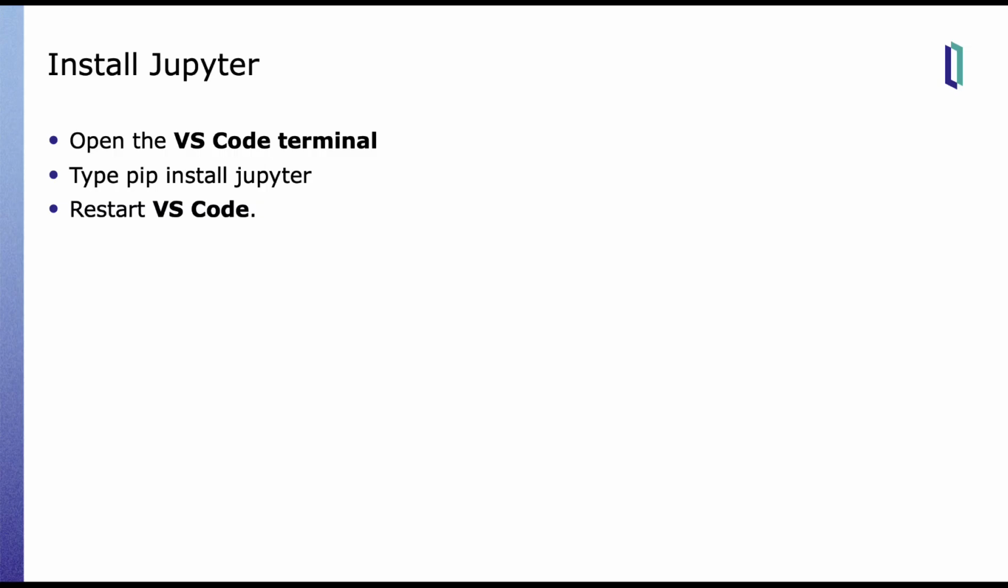Lastly, we'll install Jupyter and integrate it into VS Code by installing the Jupyter extension. This extension will allow us to run Jupyter Notebooks directly inside VS Code, making it easier to work with FHIR data, Python scripts, and AI-driven tasks. So let's get started.